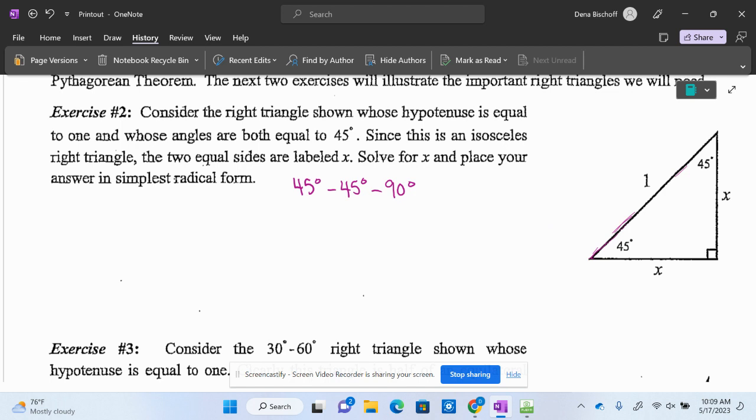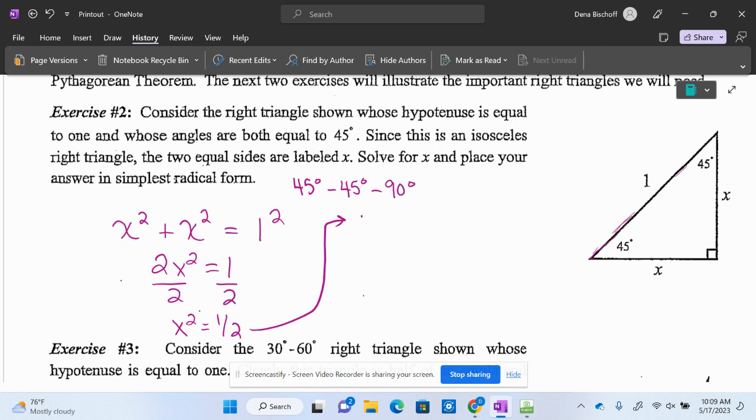And I know that you learned about those in math too. So I'm going to use the Pythagorean theorem, right? The sum of the squares of the legs equals the square of the hypotenuse. Well, x squared plus x squared is 2x squared, and that equals the hypotenuse squared, which is just 1. To get x all by itself, I need to divide both sides by 2, and that leaves me with x squared equals 1/2.